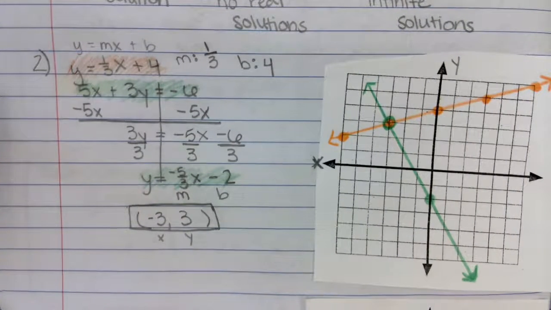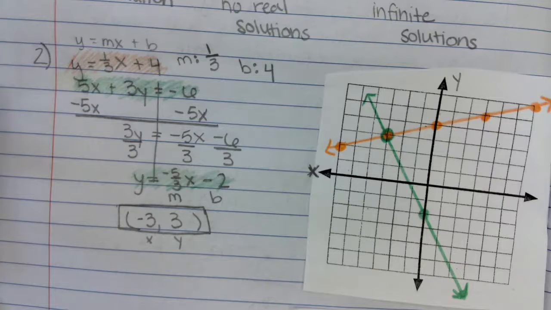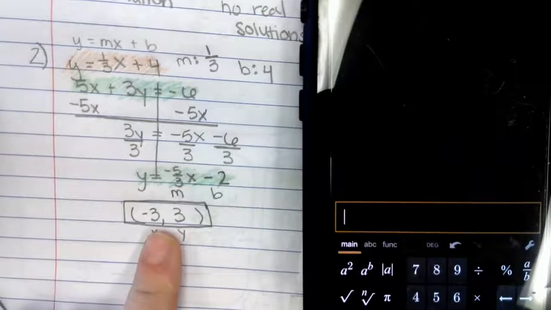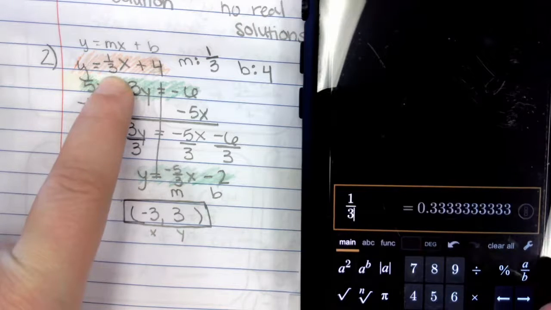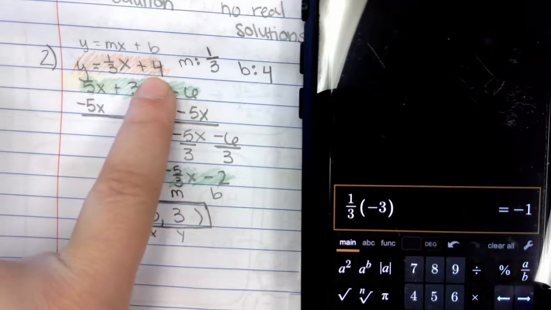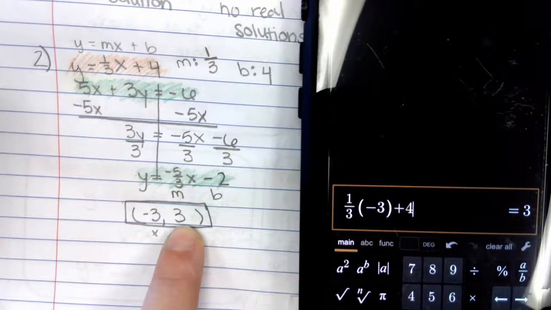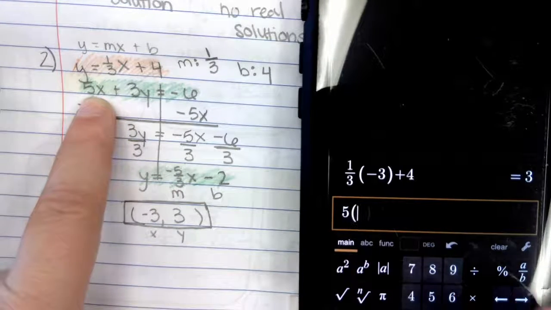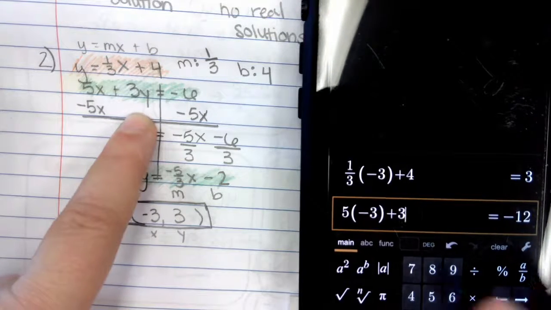Okay, so if I were to take Desmos, and this part's not required, it's just to show you what we were doing before and how that applies. If I take negative 3, 3, and I put it in for my x and my y here, I'd have 1/3 times my x, negative 3, plus 4. Do I get 3? Yep. If I put it in for this one, 5 times my x, negative 3, plus 3 times my y, 3. Do I get negative 6? Yep, so it works for both. And make those true equations.